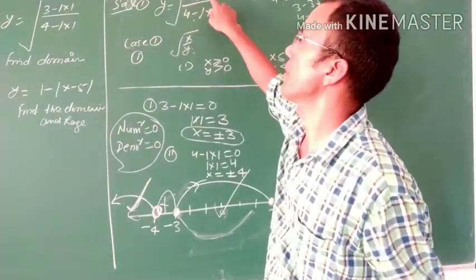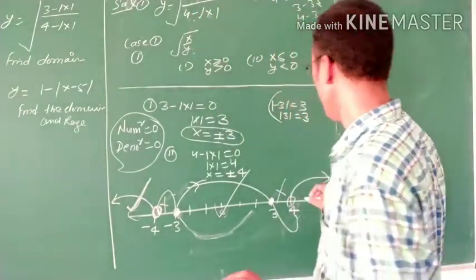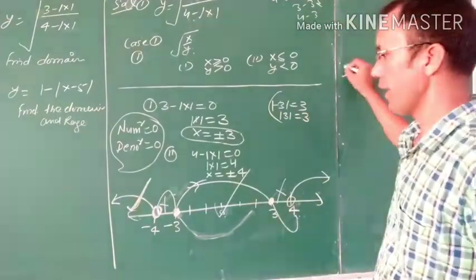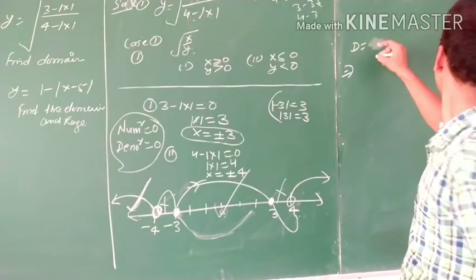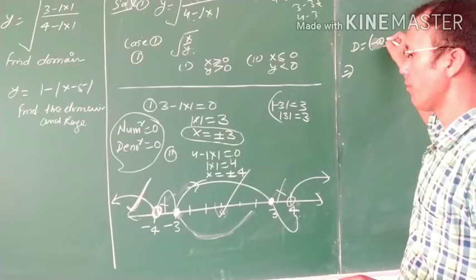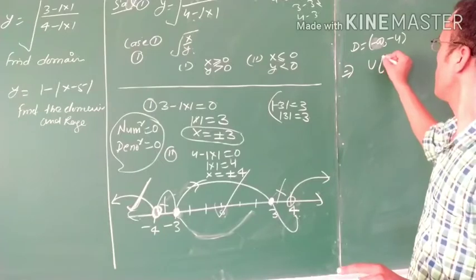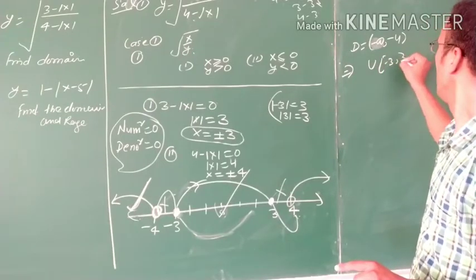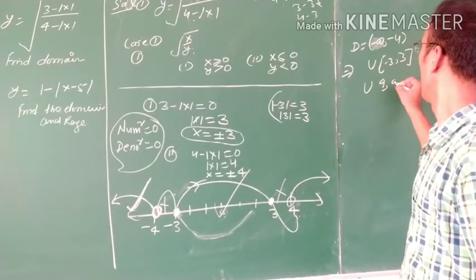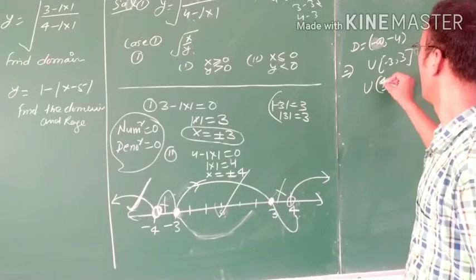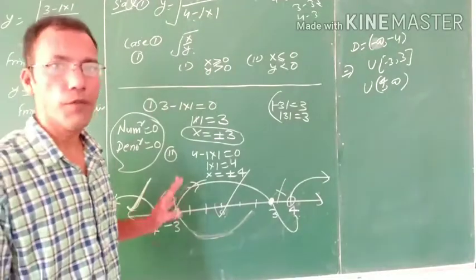3 minus 4.5 is negative, 4 minus 4.5 is negative, and negative times negative is positive. So this implies that the domain is equal to minus infinity to minus 4, union minus 3 to 3, union 4 to infinity, right? So that is the domain of the function.